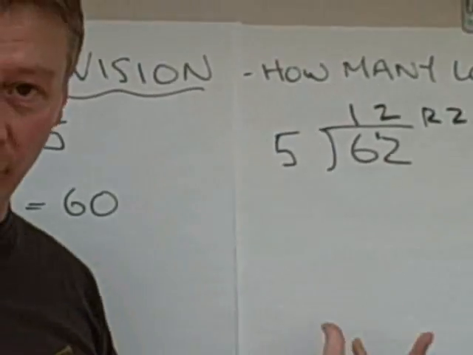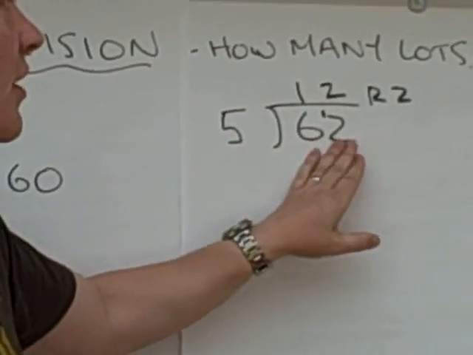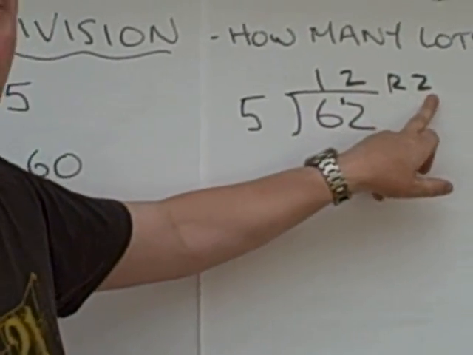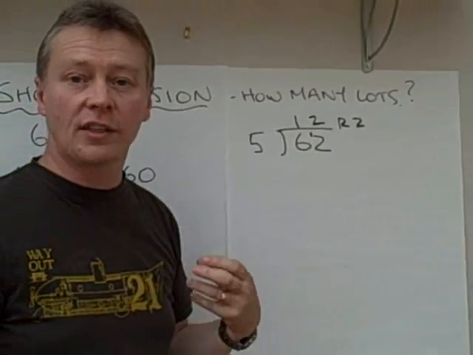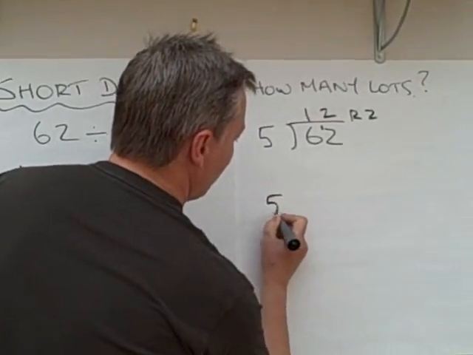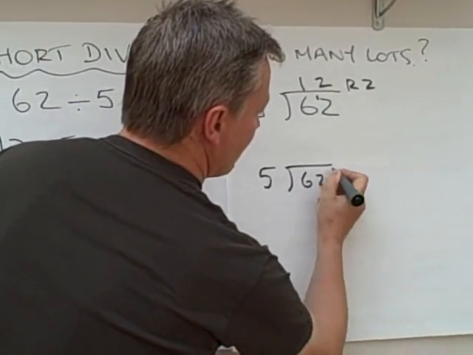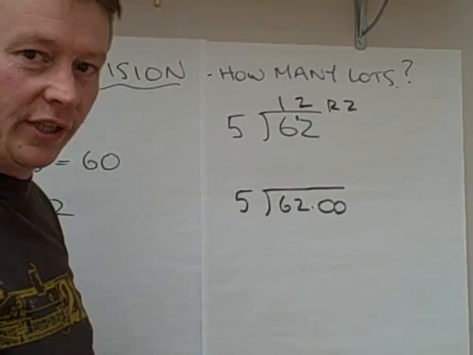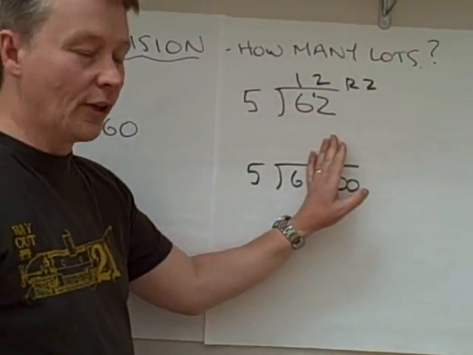So that's a more formal method of doing it. And the answer then to how many times does 5 go into 62 is 12 remainder 2. And the other advantage with this method is we can use it on a more decimal basis. So, by adding a decimal point, I'm going to rewrite it now as 5 into 62.00.